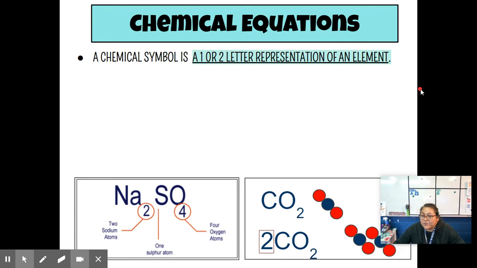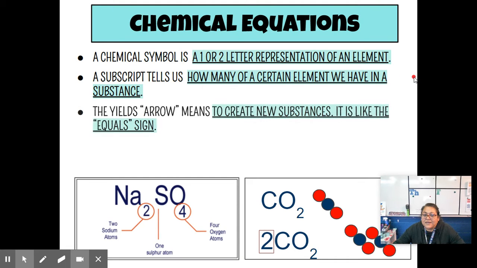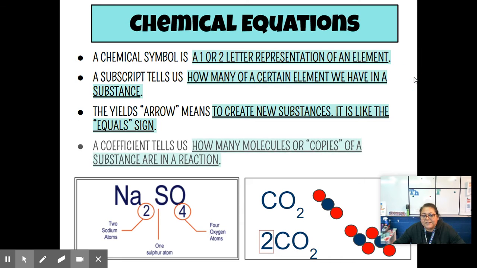A chemical symbol is a 1 or 2 letter representation of an element. A subscript tells us how many of a certain element we have in a substance. The yield arrow means to create new substances. It's like the equal sign. And a coefficient tells us how many molecules or copies of a substance are in a reaction.